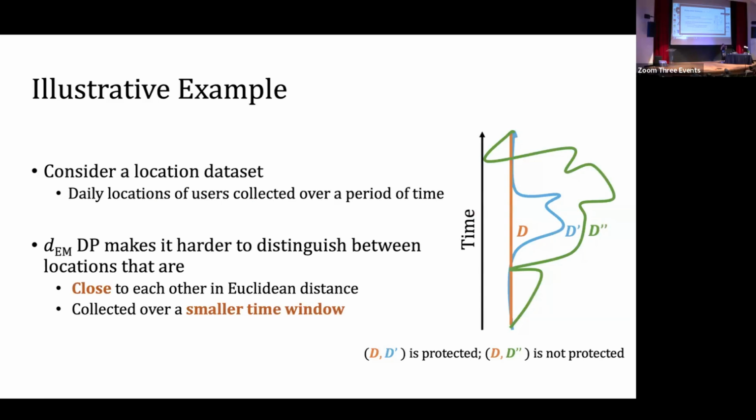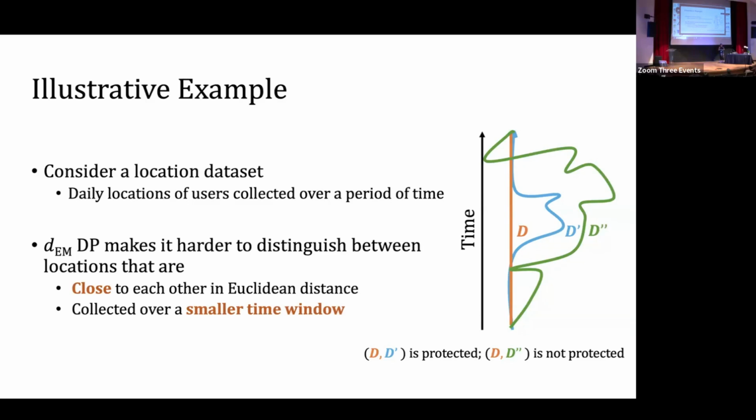Now, let us see an illustration of the resulting privacy definition. We again consider a data set of locations. It's daily locations of users collected over an extended period of time. Now, under Earth mover's distance, we will be protecting against location pairs that are close to each other and collected over a smaller window of time. So let's understand, what does this mean?